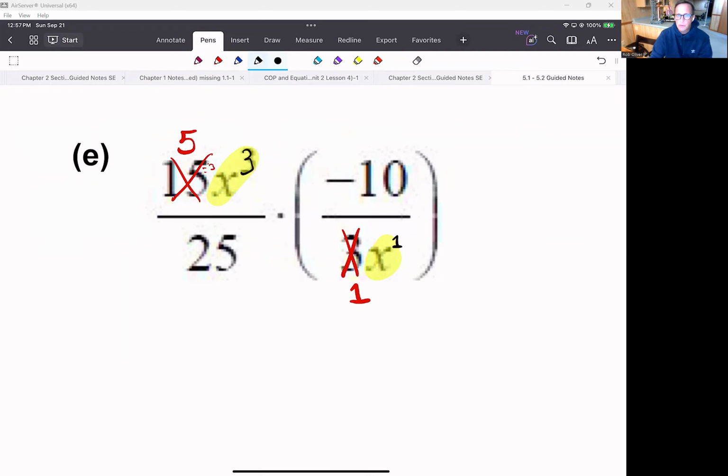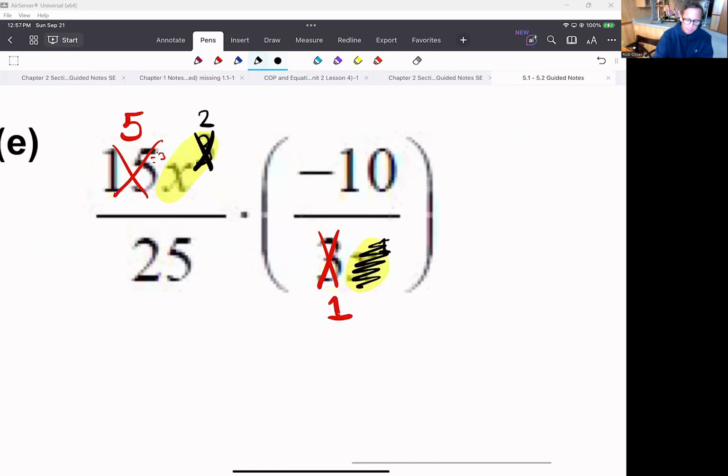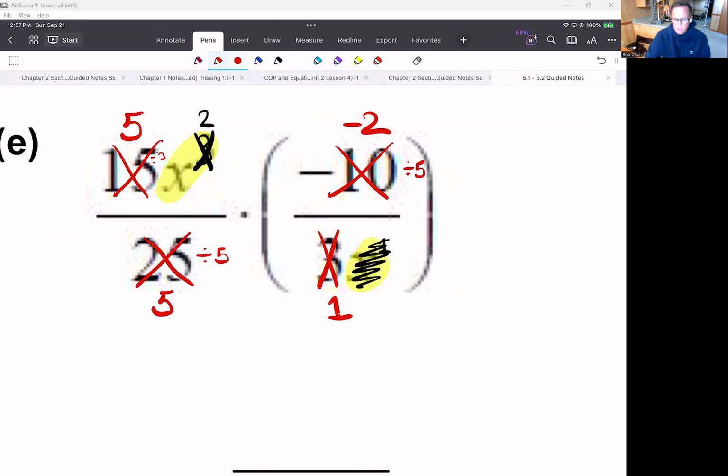So just use the quotient rule. The quotient rule says that we can subtract the powers. So 3 minus 1 is 2. And then we can just eliminate that x right there. Like I said, these get a little bit messy. It's just important you keep everything straight. And the other diagonal, they both have 5 as a common factor. So we could divide by 5, divide that by 5, and you get -2. -10 divided by 5 is -2, and 25 divided by 5 is 5 right there.